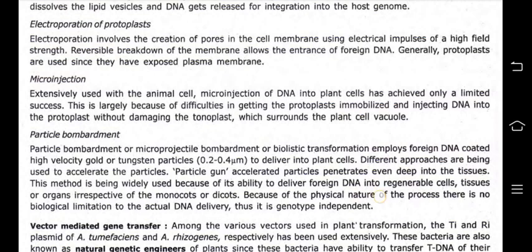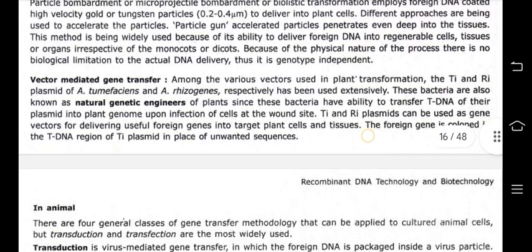Then vector-mediated gene transfer. Among the various vectors used in plant transformation, the Ti and Ri plasmids of Agrobacterium tumefaciens and rhizogenes respectively have been used extensively. These bacteria are also known as natural genetic engineers of plants, since they have the ability to transfer the T-DNA of their plasmid into the plant genome upon infection of cells at the wound site. Ti and Ri plasmids can be used as gene vectors for delivering useful foreign genes into target plant cells and tissues. The foreign gene is cloned in the T-DNA region of the Ti plasmid in place of unwanted sequences.